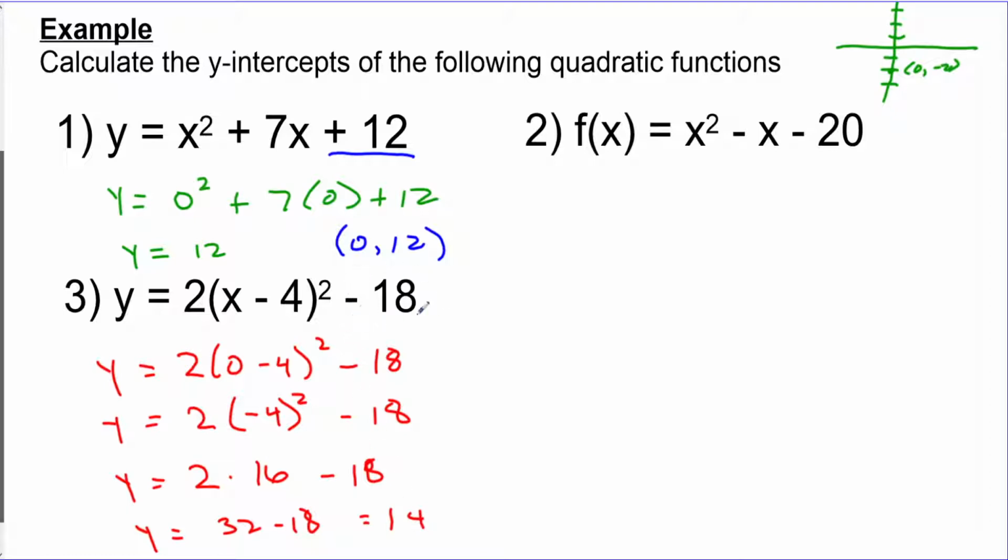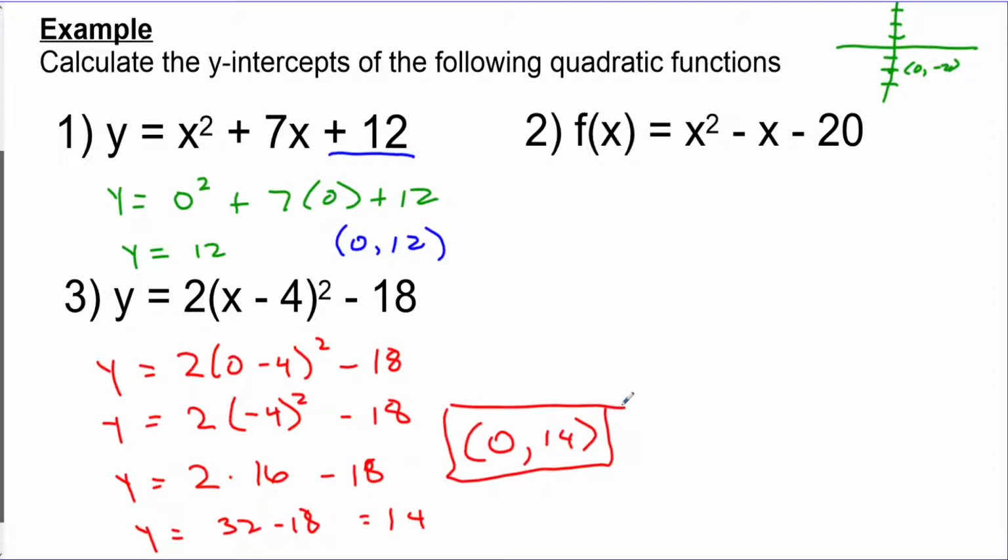Notice that this end value does not work like standard form. This value at the end is not the y-intercept. It's 14. So in this case, I plugged in a 0 and got back a 14. The y-intercept of number 3 is (0, 14).